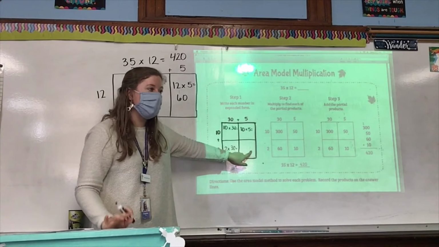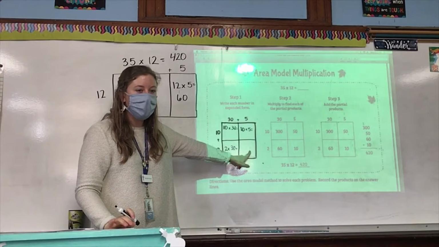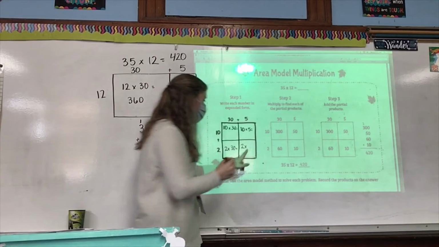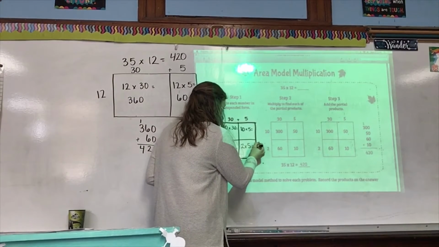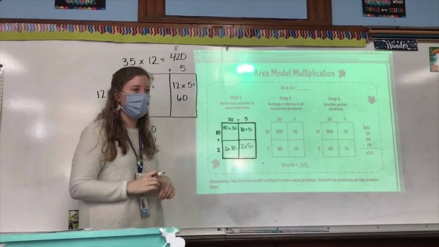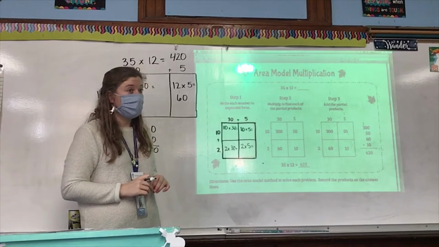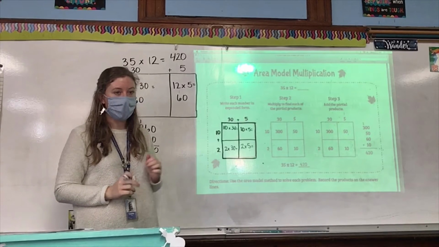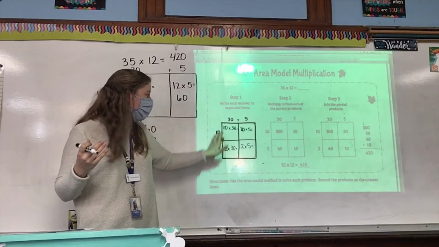And then in this last box, I'm going to do the number on the side, which is what? 2. 2 times the number at the top, which is what? 5. And then I'm going to solve. Is everybody writing these with me? You should have already been writing these as I was writing them so that we didn't have to wait for you. Now we just solve. We solve each box.